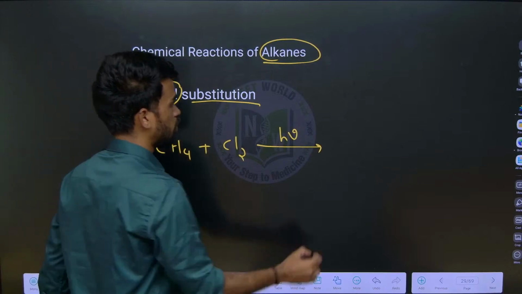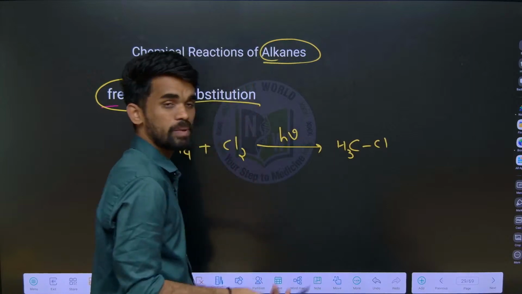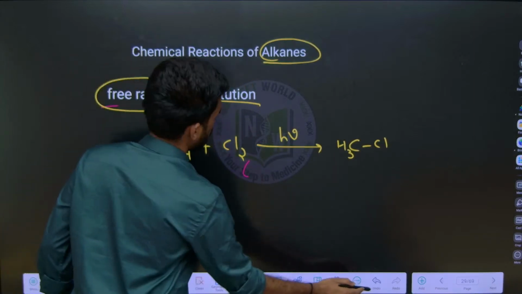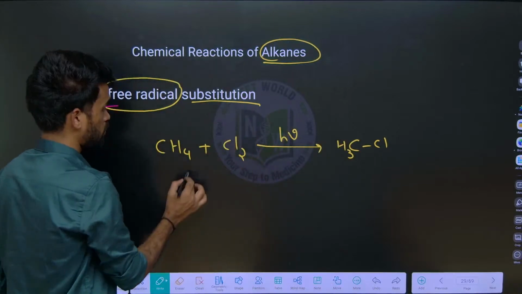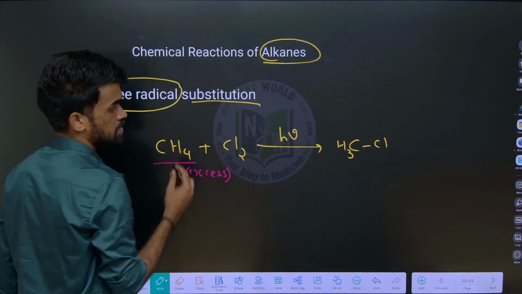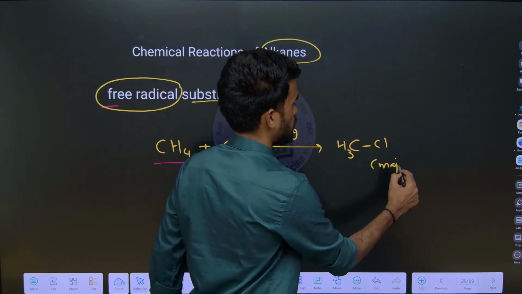So here we will be getting a mixture of products, like methyl chloride we may get, or, if we are taking chlorine in limited amount, this will be the product. It means methane is in excess, and chlorine is limited. Therefore this will be the major product.